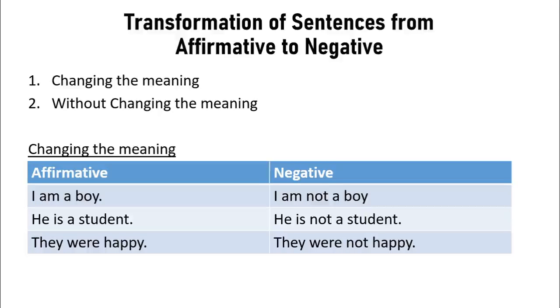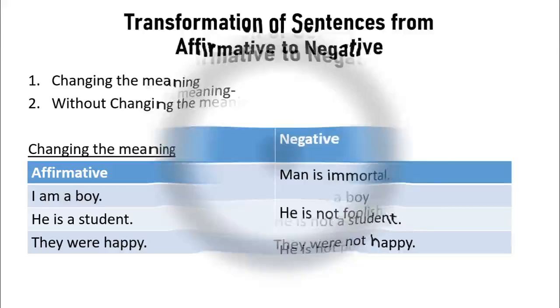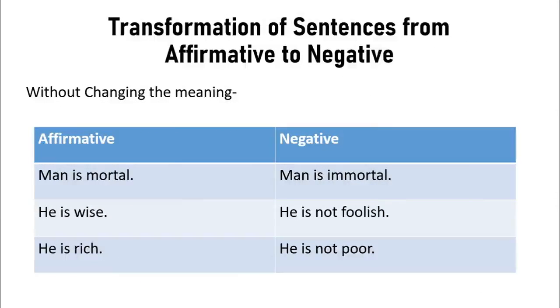So one thing to keep in our mind is that in transformation of sentences, we have to change the sentences without changing the meaning. Here you can see, I am a boy. I am not a boy. He is a student. He is not a student. They were happy. They were not happy. So this is a common way of changing sentences, changing the meaning. Now we will see changing the sentences without changing the meaning. Okay, so here you can see man is mortal, man is immortal.